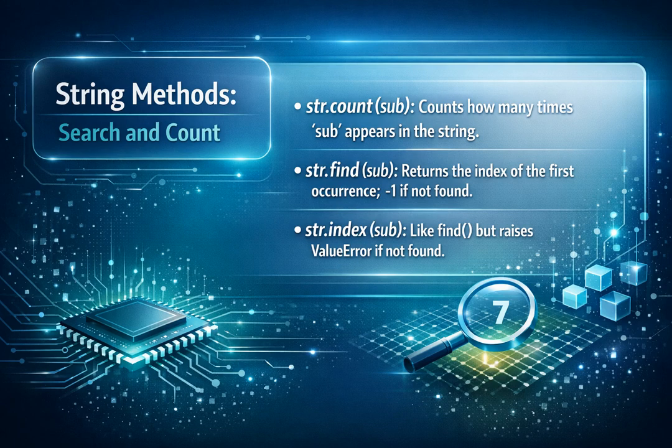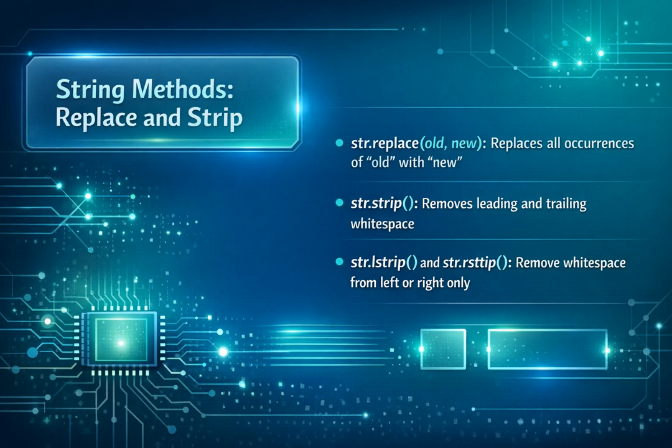For searching within strings, count returns how many times a substring appears. The find method returns the index of the first occurrence and returns -1 if not found. The index method works the same way, but raises a ValueError if the substring is absent. The replace method substitutes all occurrences of one substring with another. The strip method removes whitespace from both ends of the string, which is very useful when processing user input. lstrip removes only from the left and rstrip only from the right.